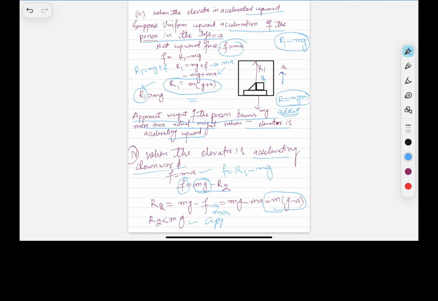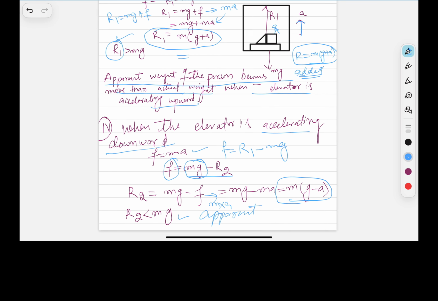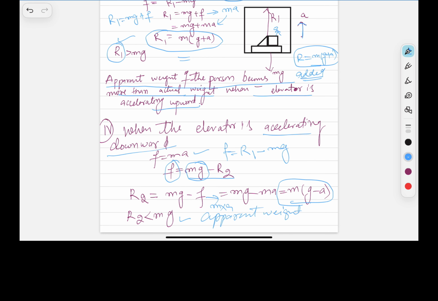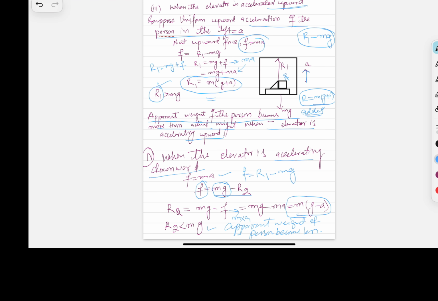When the lift goes upward, the weight of the person becomes more than the actual weight. For example, if your weight is 50 kg, your weight is added up and it shows more weight. But when the lift is going downward, your weight becomes less. Why? Because of this equation, F equals R1 minus mg. From the reaction you are subtracting the weight.